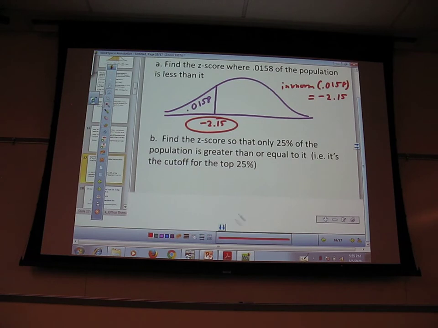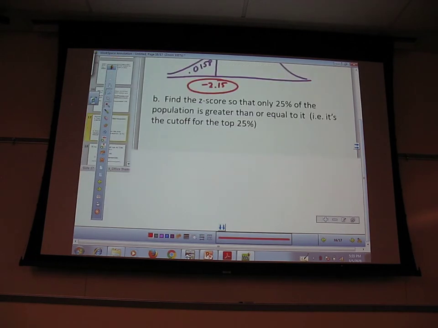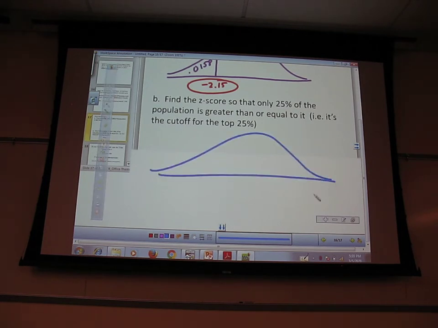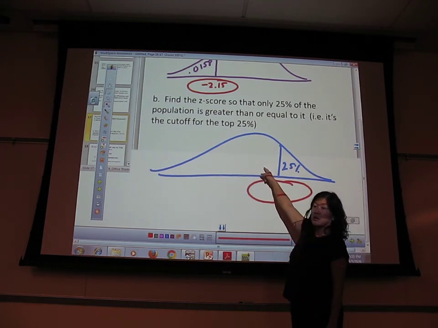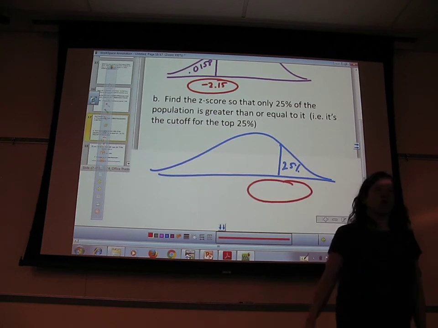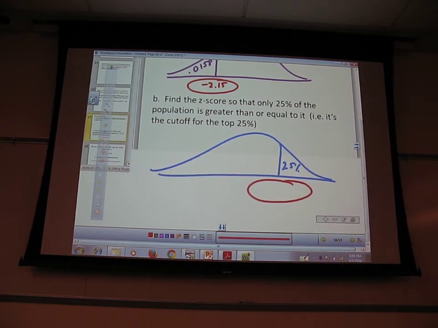Now, we have the other one, which is 25% of the population is greater than or equal to it. So here's my area. Where's the 25%? Is it on the bigger side or the smaller side? Bigger side. So is that going to be the right or the left? Right. It's greater than. It's over here. 25% is over here. Here's the deal. I want this z-score, but in order to use inverse norm, I need to feed inverse norm the area to the left of it. So you need to find the area to the left of it and then feed that into inverse norm. All right, take 30 seconds, find this, if you haven't already.